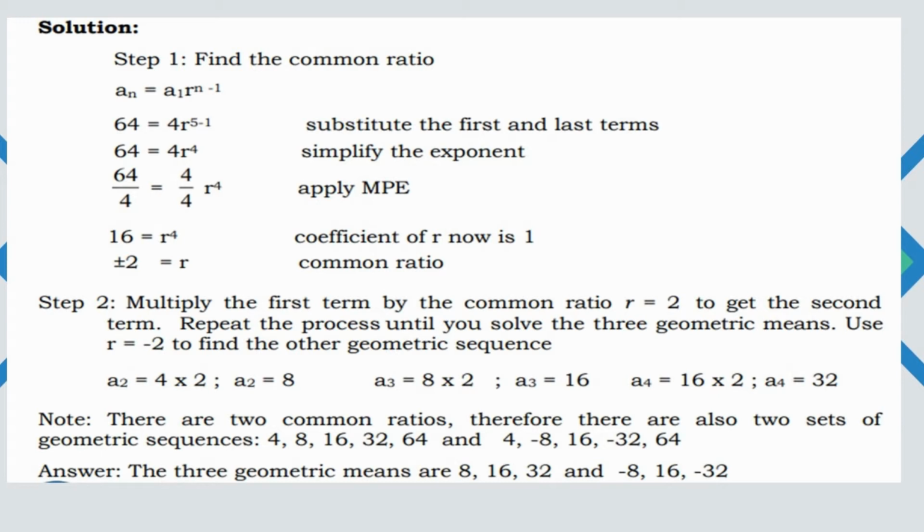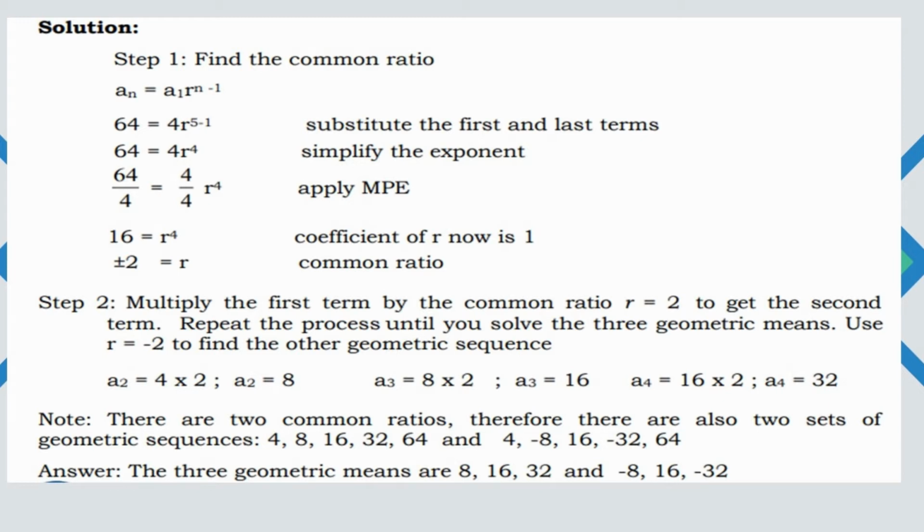Then let's have step 2. Multiply the first term with the common ratio, R is equal to 2, to get the second term. Then repeat the process until you solve the 3 geometric means. If we're going to use the negative 2, we're going to have another solution as well. So for us to get the second term, 4 times 2 is 8. 8 times 2 is 16. 16 times 2 is equal to 32.